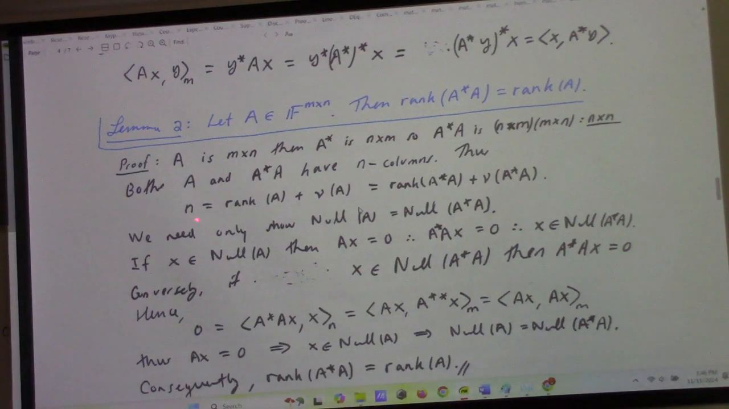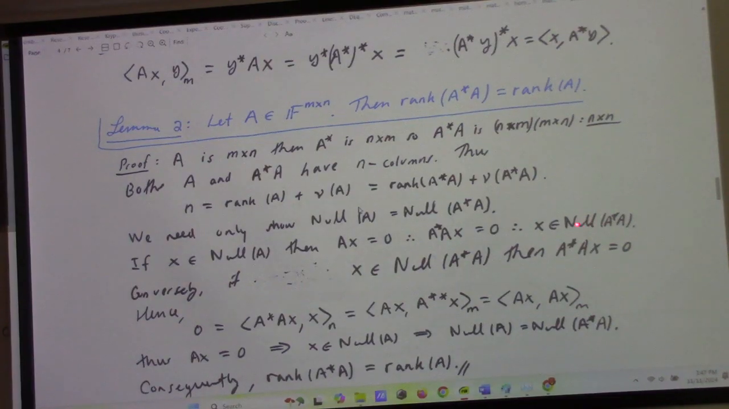Thus, n is equal to the rank of A plus the nullity of A. But it's also equal to the rank of A star A plus the nullity of A star A. Therefore, in order to get the ranks being equal, we simply need that the nullity is equal. We can do that by showing that the null space of A is equal to the null space of A star A. It doesn't have to work out that way, but it happens to, and that will suffice to prove the claim. So if x is in null A, that means Ax is equal to 0, which means that A star Ax is equal to 0. So that was easy. The null space of A is a subset of the null space of A star A.